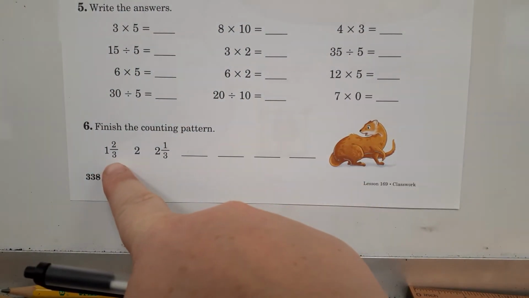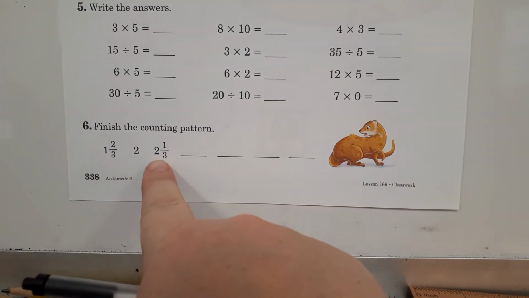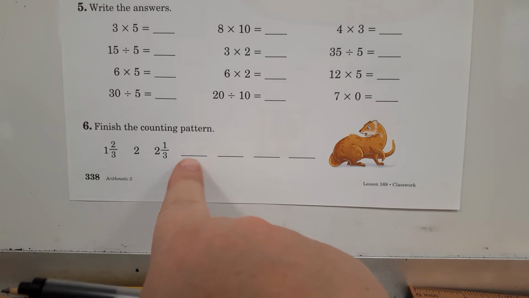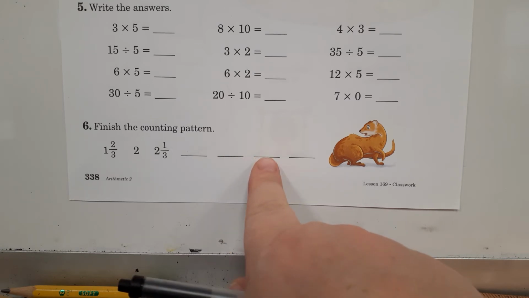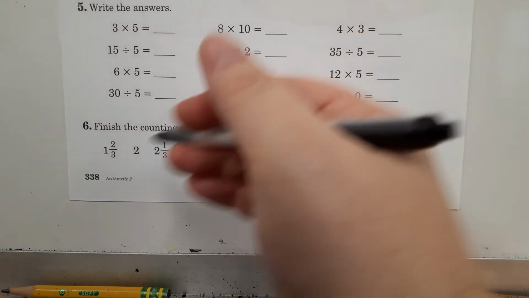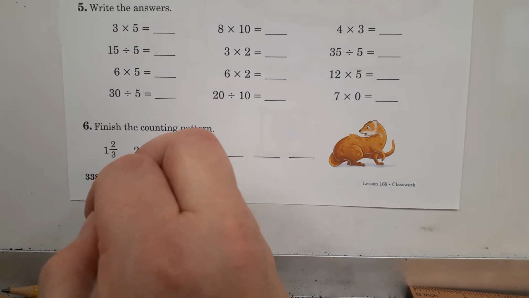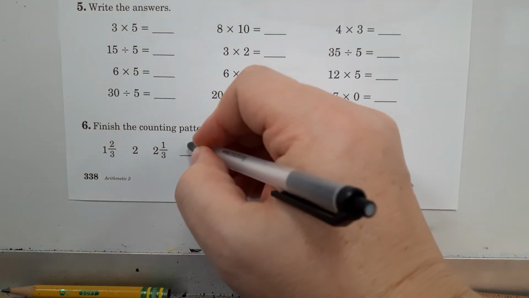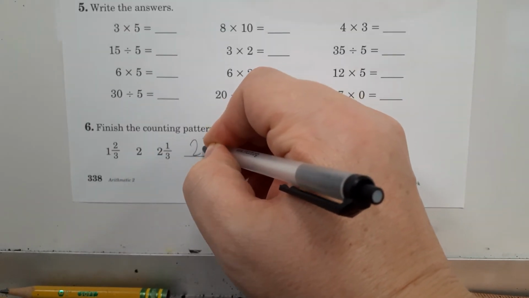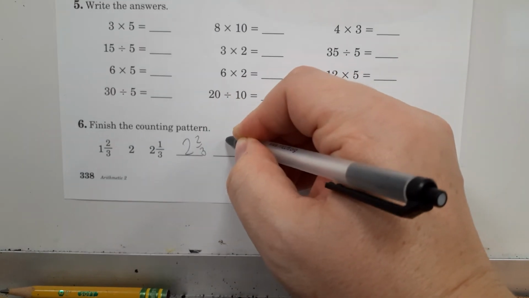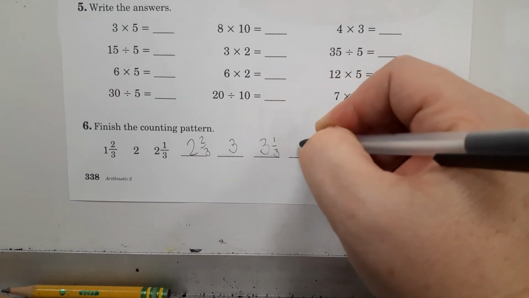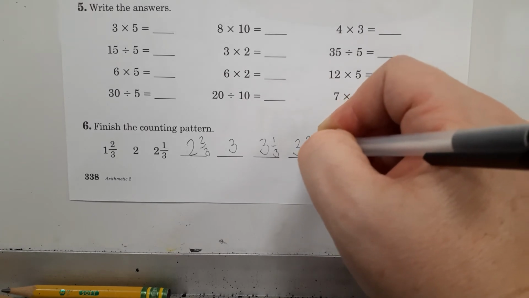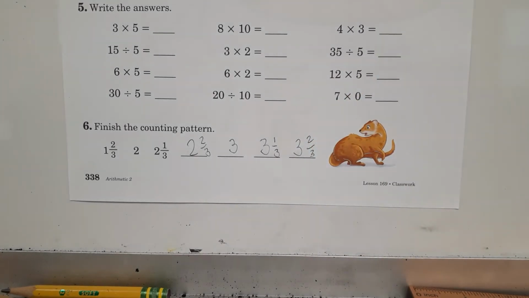So we're here, 1 2/3, 2, 2 1/3, 2 2/3, 2 3/3. Actually, you wouldn't say 2 3/3, you'd say 3. 3 1/3, 3 2/3. So here's 1 2/3, 2, 2 1/3, 2 2/3, and then 3, 3 1/3, 3 2/3.